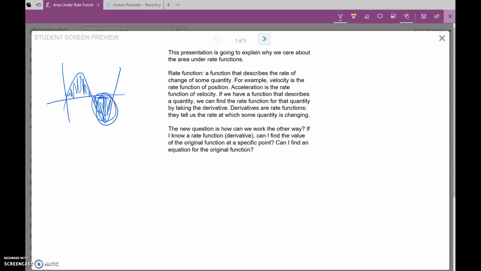The example we're going to work through in this presentation is velocity. If we know the velocity of a particle, what can we figure out about the position function? So let's take a look at that.